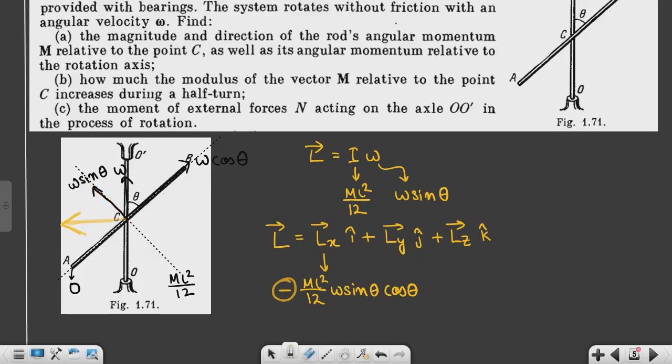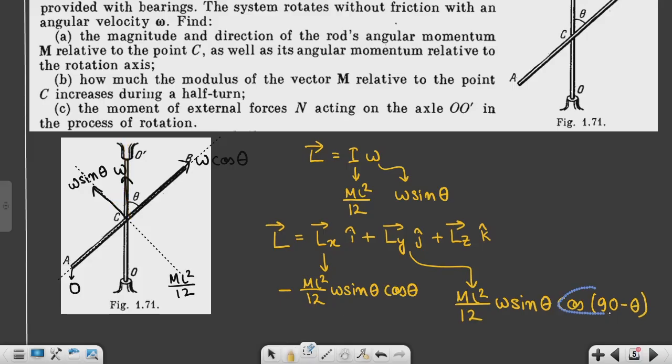Understood? And the perpendicular component is nothing but Ly, which is the same ml square by 12 into omega sine theta, that is, the component of this vector along this axis, and this is 90 minus theta, into cos of 90 minus theta. And cos of 90 minus theta, as you all know, is nothing but sine theta. So sine theta into sine theta becomes sine square theta, and this entire thing becomes sine square theta.